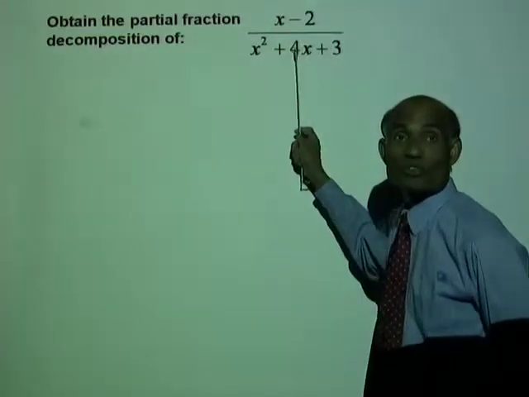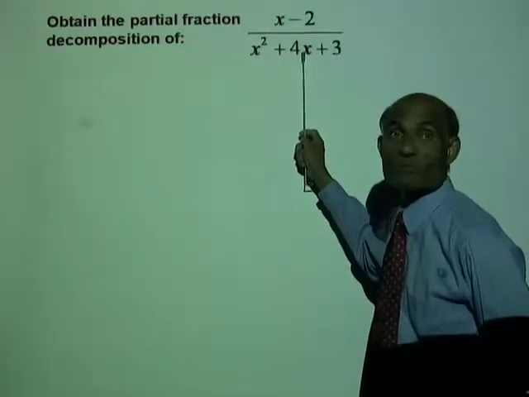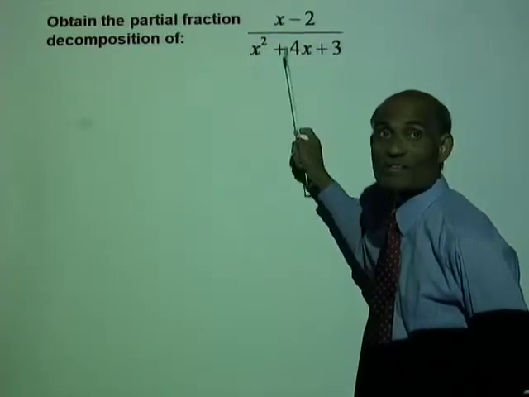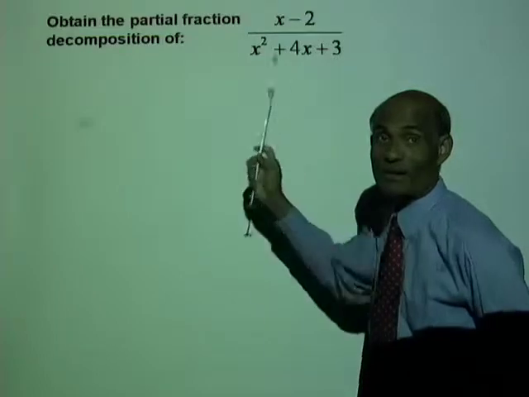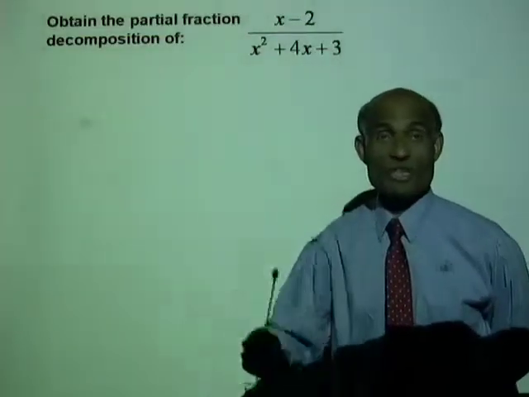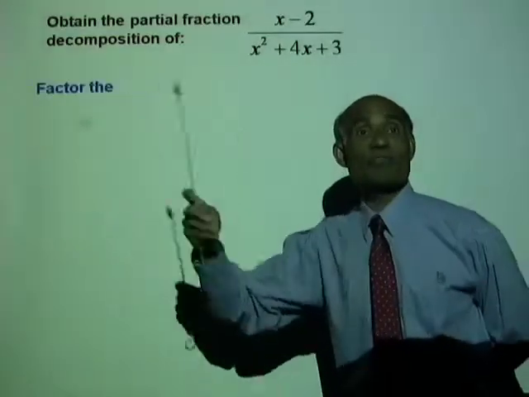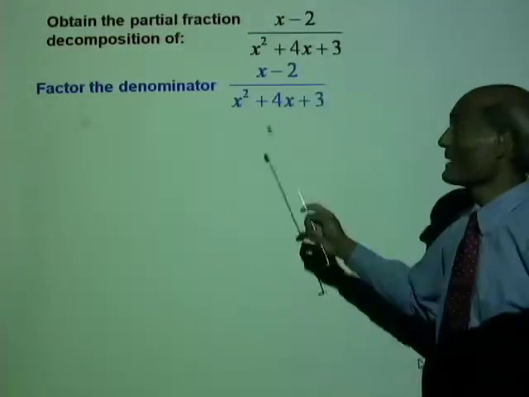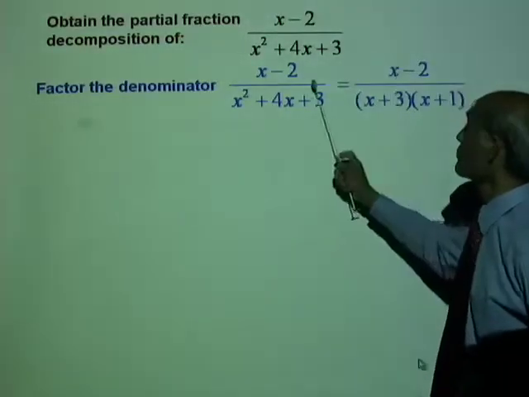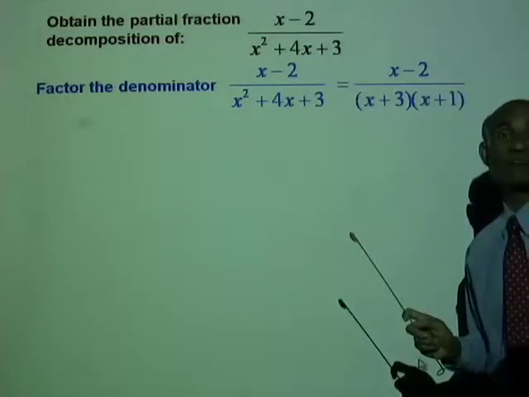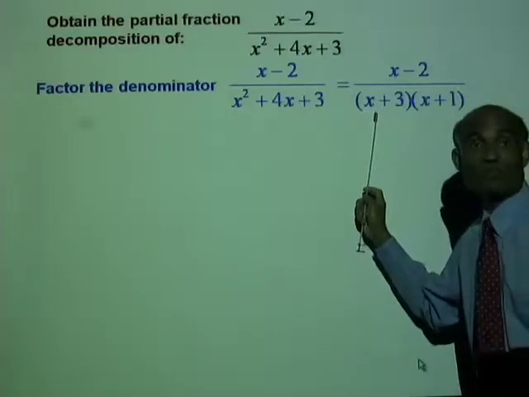Yes, because look at the middle term. Middle term is 4x. Now, if you factor it as x plus 3 times x plus 1, I'm sure you are well versed in the art of factoring. You can factor this into 2 linear factors. That's right. This will be x minus 2 over x plus 3 times x plus 1. Now, this makes it simple.